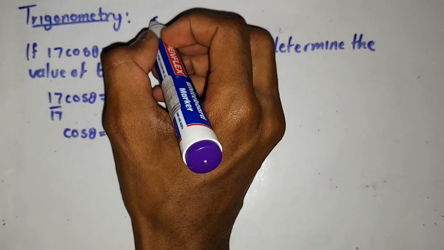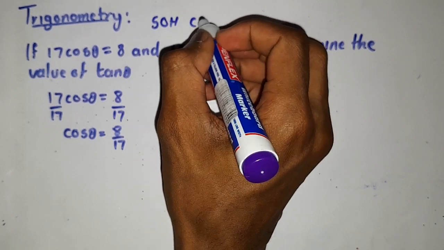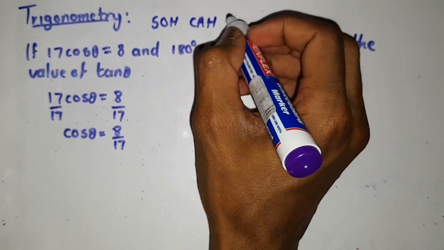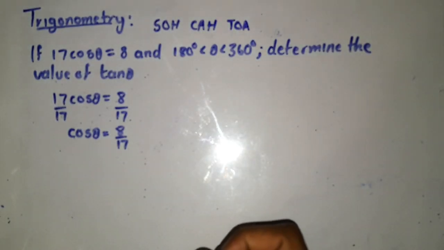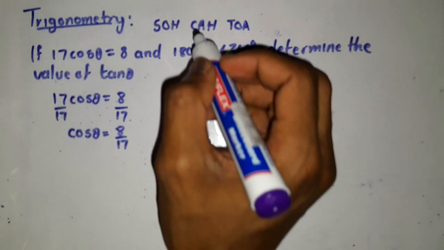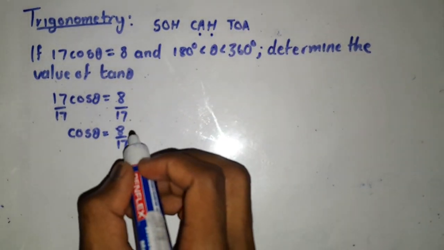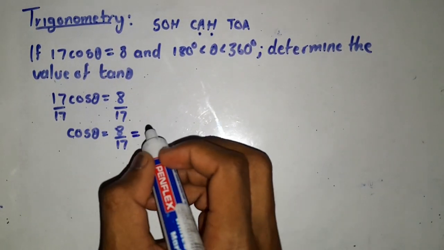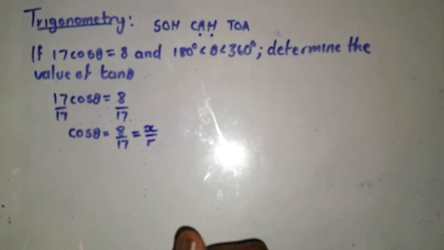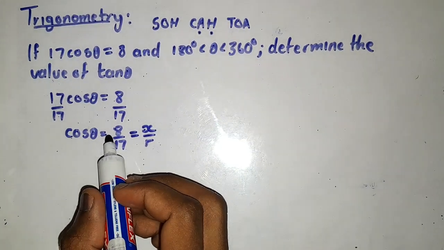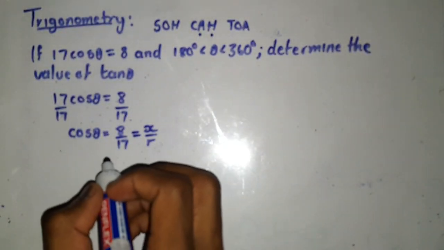From SOHCAHTOA, don't forget the SOHCAHTOA. We know that cos is given by adjacent divided by hypotenuse. In terms of x, y, and r, it is x over r. Is our value positive or negative? Clearly, it is positive.